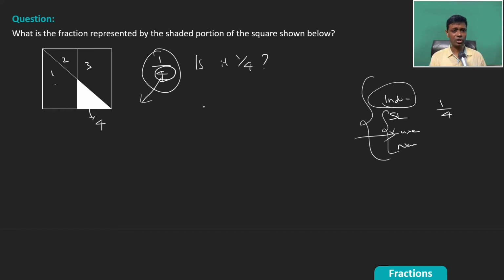We cannot just say 4 regions, therefore 1 by 4. That doesn't work. So we want to find this shaded region, this region here. We need to figure out how many of these shaded regions can make up the whole region. We know that this line splits it into 2 equal parts. That much we know. If we draw this line, that will split the square into 4 equal parts.